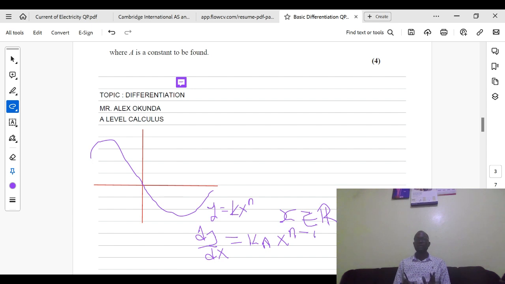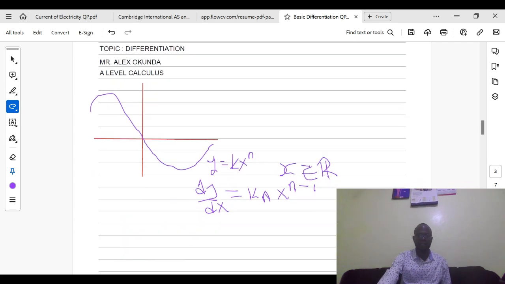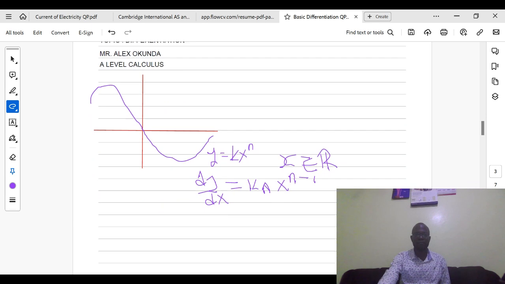So it doesn't matter how many terms are in a particular function. We differentiate successively each term. So that is the general rule. Let's look at the following example.